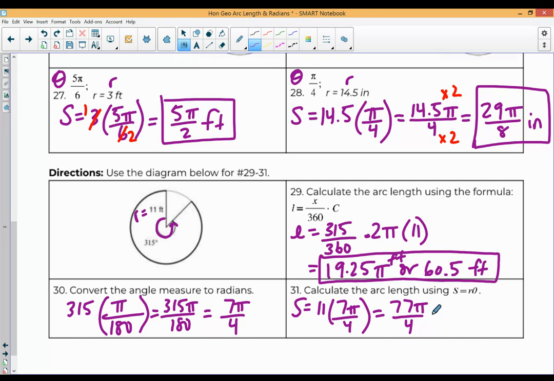Interesting. If I divide that out, I get 60.5 feet. That's what I had there. It's almost as if the formulas are equivalent, which they are.